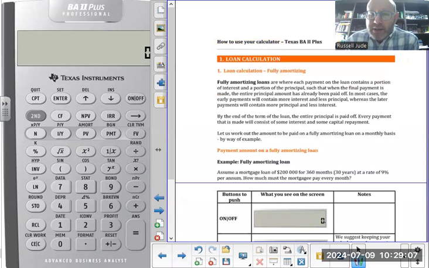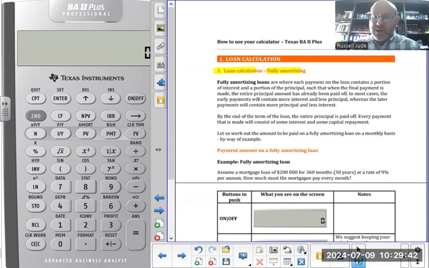Just before we get going in terms of loan calculation, let's have a brief discussion surrounding loan calculation with specific reference to fully amortizing loans. Now, it's important to remember that a fully amortizing loan is a loan where every time a payment is made on the loan, a component of the payment will be interest and a component of the payment will be principal, such that when we reach the end of the loan period, the entire loan has been repaid.